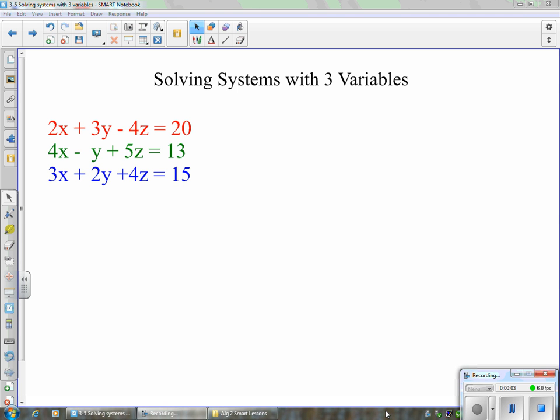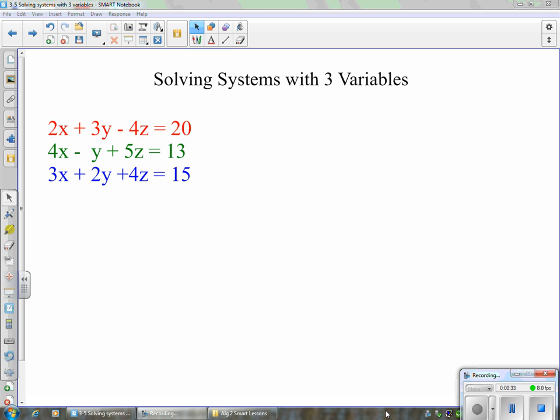Hello. Today we're talking about solving systems with three variables. Now the idea behind solving systems with three variables is the same as solving systems with two variables. We're just adding another letter, and it adds just more to do. You'll notice that the equations here not only have an x and a y, but also have a z component to it. Oftentimes this is used in graphing in 3 dimensions.